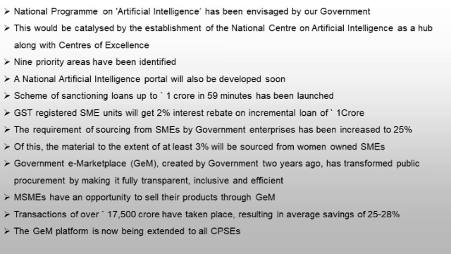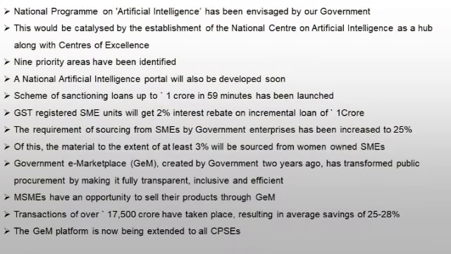Friends, as I said, it is more like a report card than like a budget speech. But that's how the budget is a political economy. You can't separate politics from budget. So the government has made that. And one more thing which the government is claiming is the Government e-Marketplace, GeM, which is an online procurement platform for the government departments. So it says that GeM has created opportunities for MSMEs, and almost 17,500 crore of transactions are happening now from GeM, which resulted in savings up to 25%.